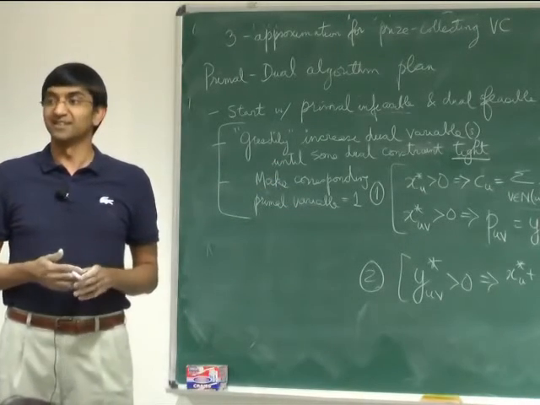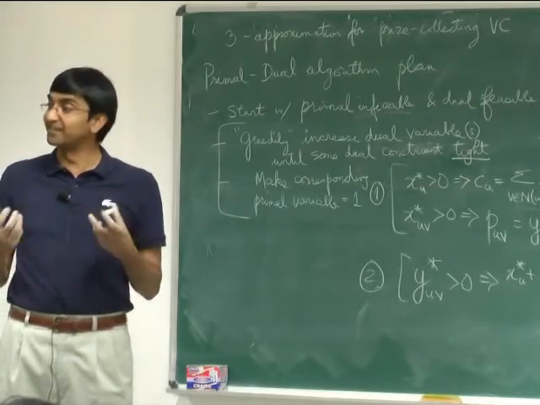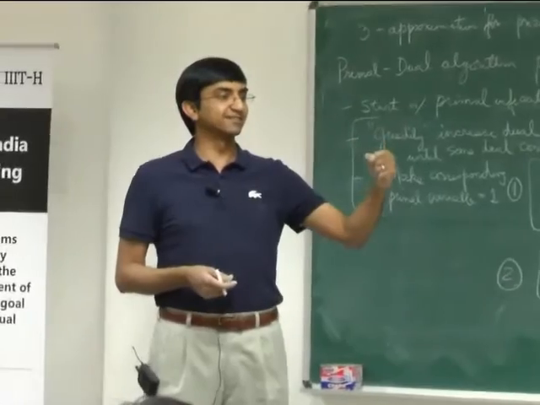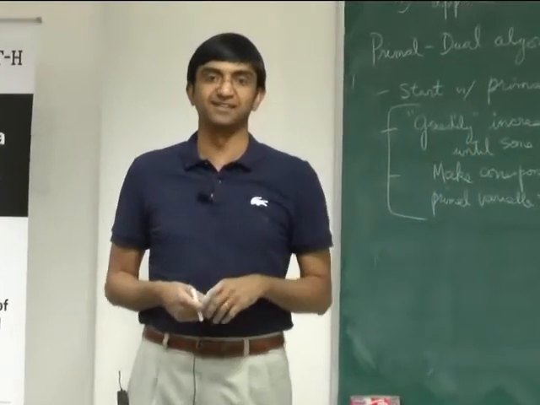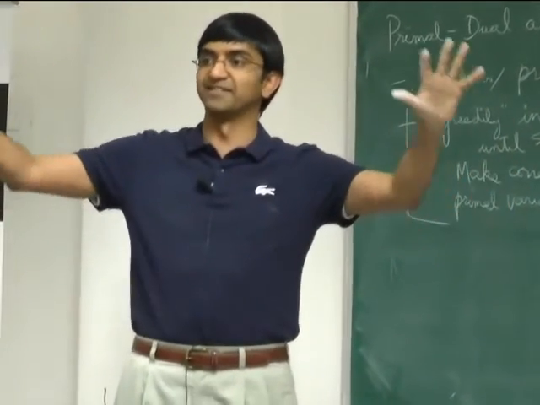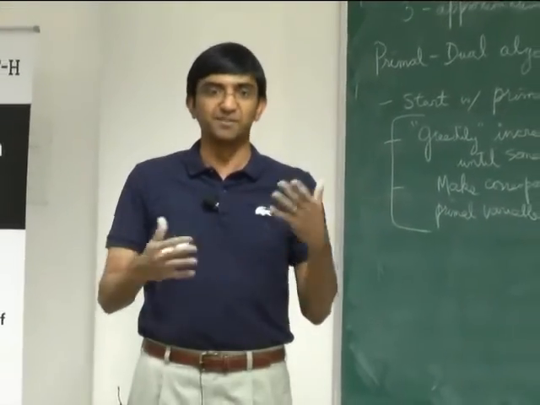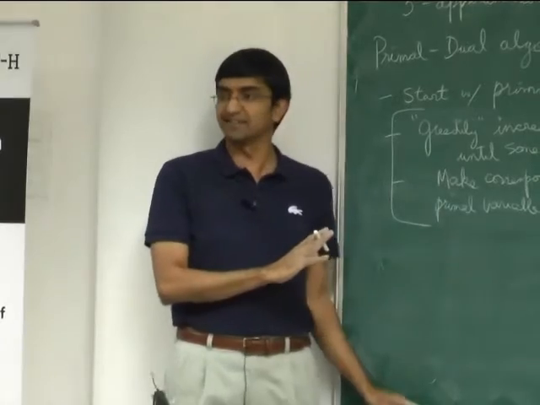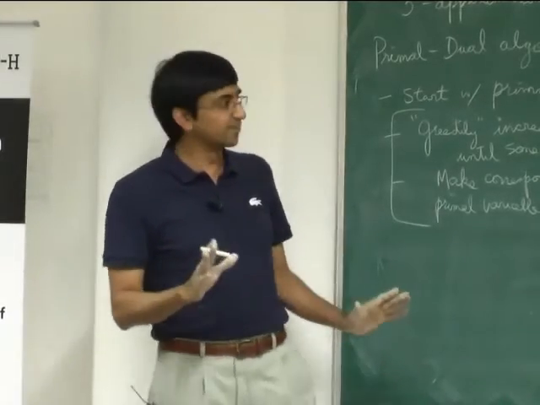But there are other problems, for example, like Steiner tree, where you can't just randomly pick any constraint that is not tight and start increasing it. You have to increase everybody at the same time. So some other nuance has to be there. But let's finish this one. Is the plan clear? So the plan is clear. Let's just finish it off.